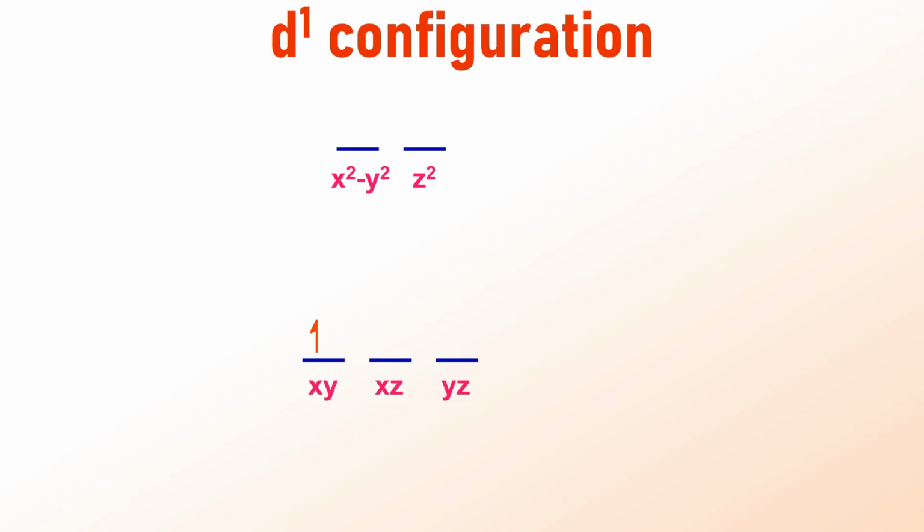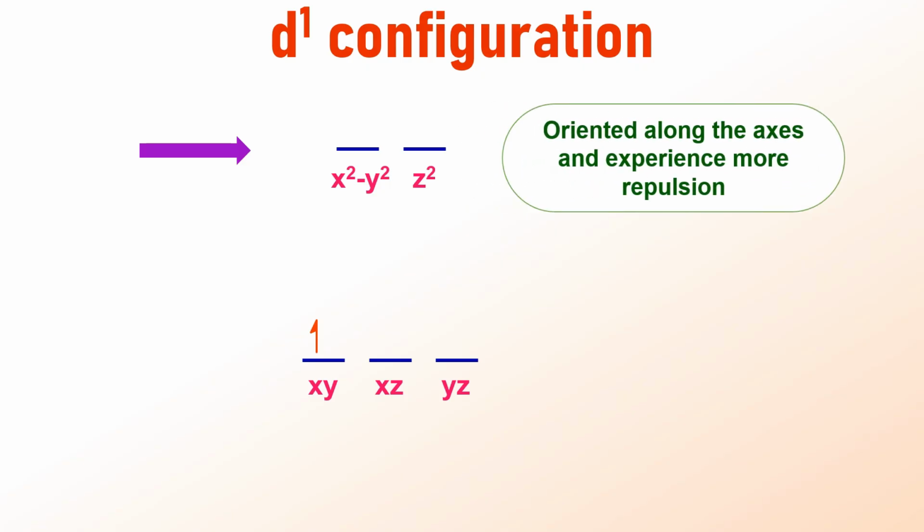The first example is d1 configuration in octahedral environment. In presence of ligands, the d orbitals undergo crystal field splitting as shown on the screen. Since the ligands approach along the x, y and z axis, the dx2-y2 and dz2 orbitals experience greater repulsion as their lobes are oriented along the axis. As a result, these orbitals are raised in energy and together form the eg set.